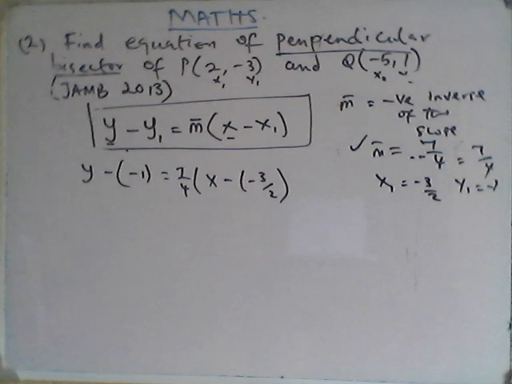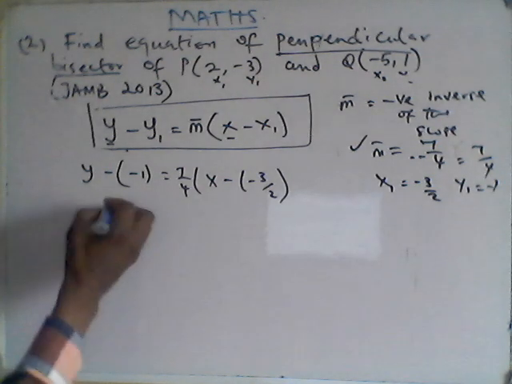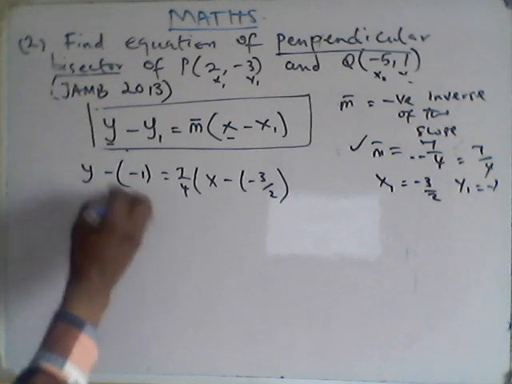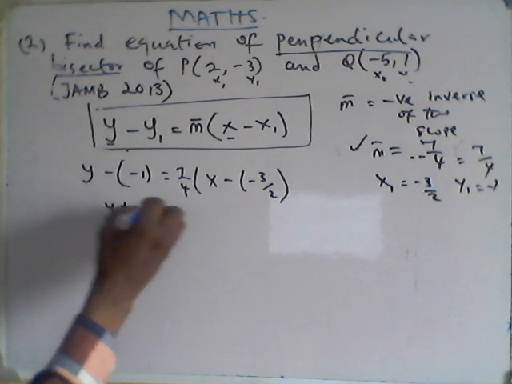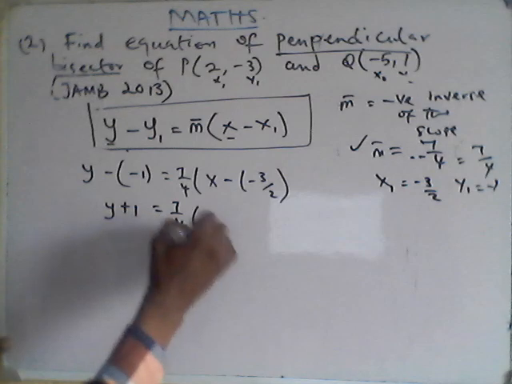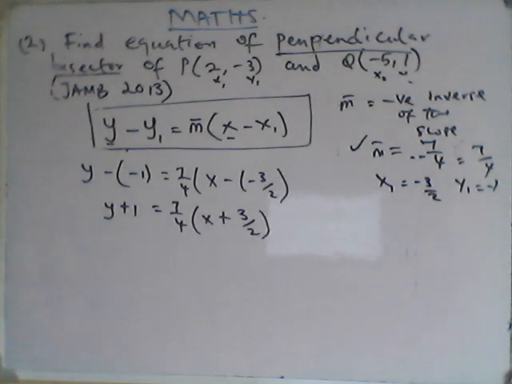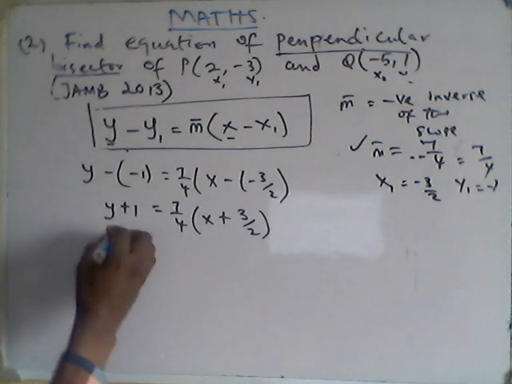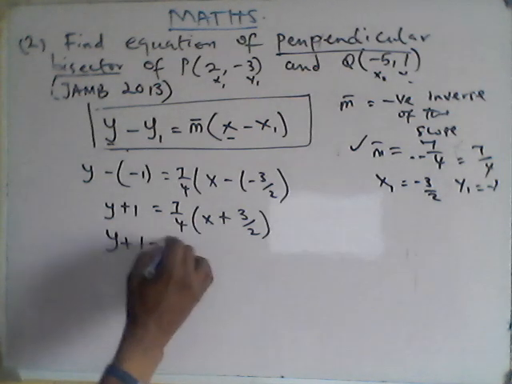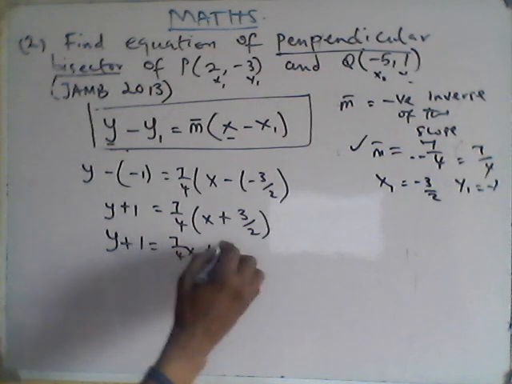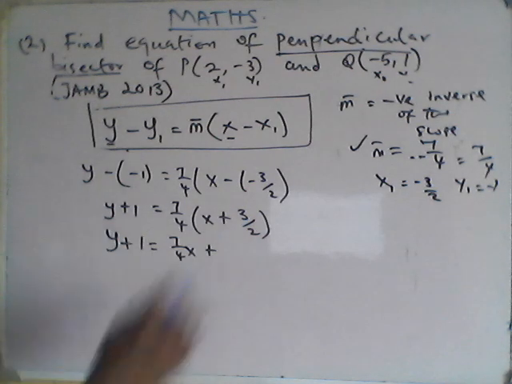So I will now go ahead and conclude this particular question. From here on, it's just to solve it like an equation. y minus minus is plus, so y plus 1 is equal to 7 over 4, open bracket, x plus 3 over 2. Okay? So I'm going to open up this bracket. y plus 1 is equal to 7 over 4 x plus, this times this, 7 times 3 will be 21.